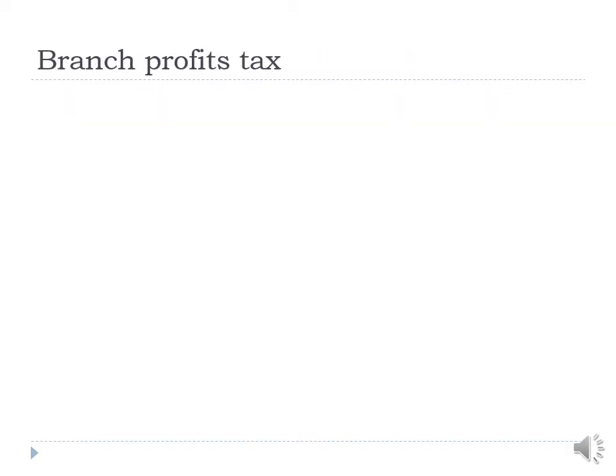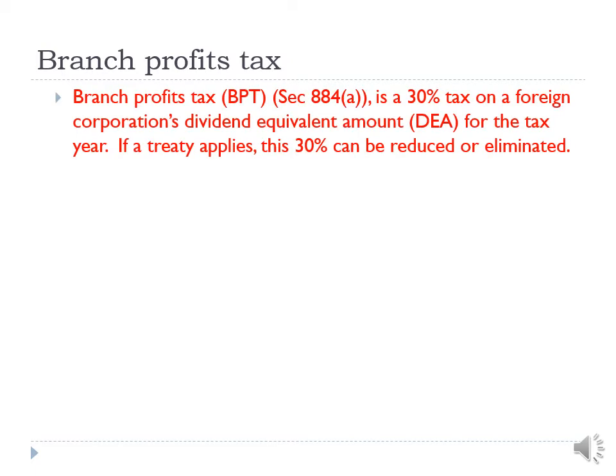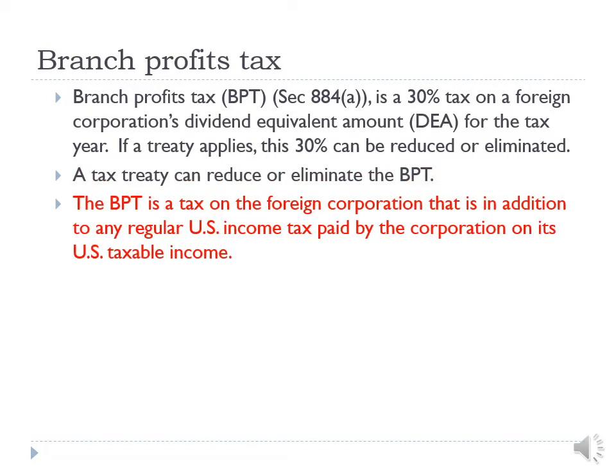The first tax we look at is the branch profits tax. The branch profits tax, or BPT, imposed by Section 884A, is a 30% tax on a foreign corporation's dividend equivalent amount, or DEA, for the tax year. As discussed later, if a treaty applies, the branch profits tax can be reduced or eliminated. The BPT is a tax on the foreign corporation that is in addition to any regular U.S. tax paid by the corporation on its U.S. taxable income.